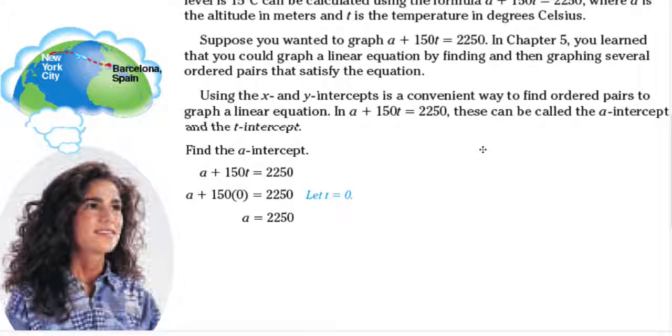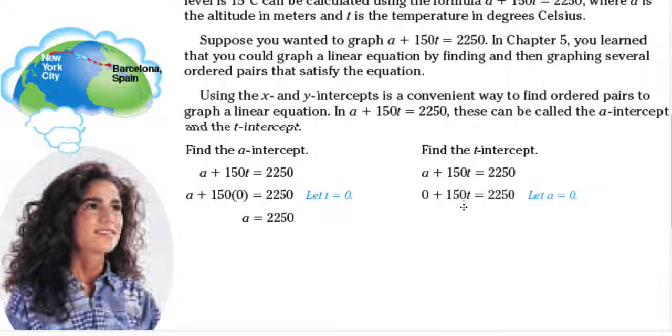Let's find the T-intercept. For this particular equation, that is when A is equal to 0, so we equate A to 0, 150T equals 2,250. We divide both sides by 150, and we end up with T equals 15. So the T-intercept in this case is 15, and that would be our Y-intercept.